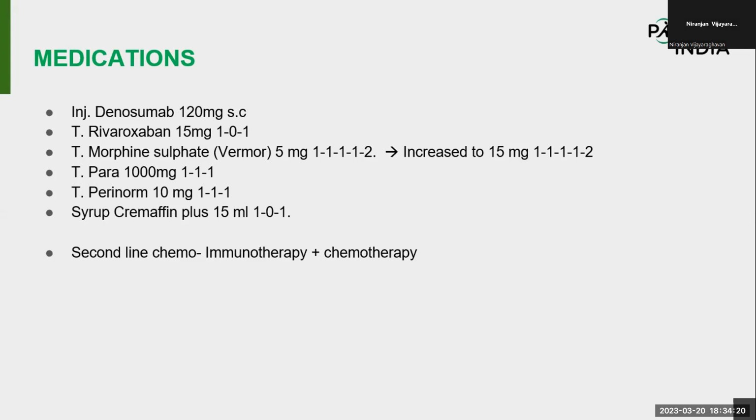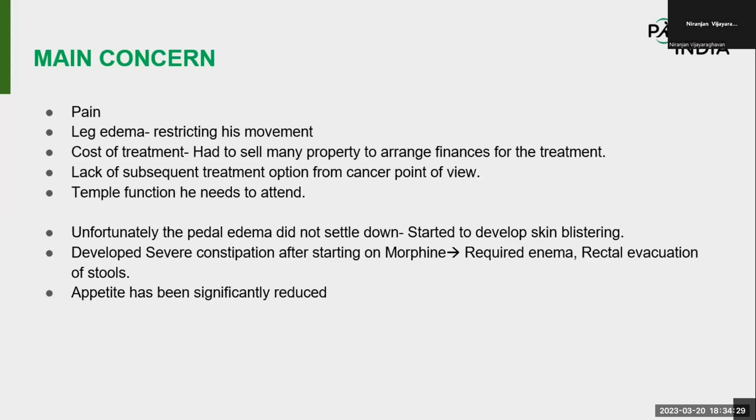From the treatment point of view, he was planned for a second line treatment option, because of the small cell change. The main concern for him is the pain. We were trying to increase the dose, but despite 15 mg, the pain related to the DVT was unable to get controlled, first thing. And the edema was restricting his movement, which he doesn't like. He used to be the most active person in his town, but he's unable to move right now.